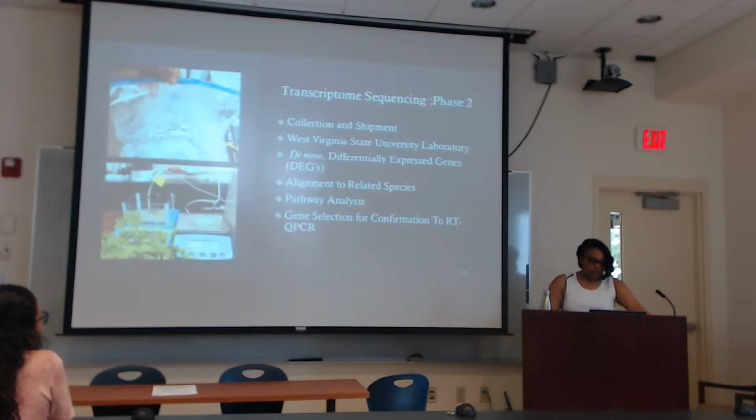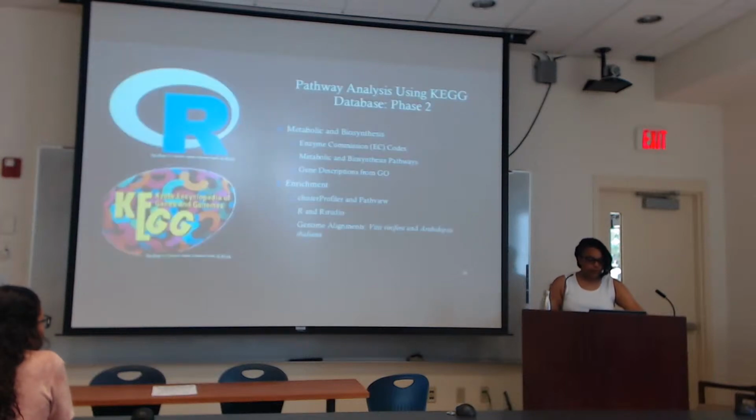We used de novo assembly in order to assemble our transcripts, and we received back 2 annotation files, one for each species, and also differentially expressed genes for the time periods of each species. We were able to use that information that we got from the lab to do alignments to related species. And with that, we did a pathway analysis. From this pool of transcripts, we were also able to make primers to do real-time PCR.